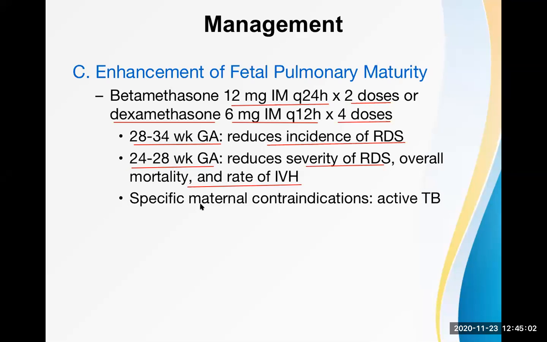It is not used if the mother has active tuberculosis, because in the presence of steroid, tuberculosis will further progress. We say TB will get flared up in the presence of steroid. So steroid is contraindicated in active TB. But how many ladies develop active TB during pregnancy? Very few. So you can almost forget about it. But remember, the important use of betamethasone or dexamethasone is fetal lung maturity.